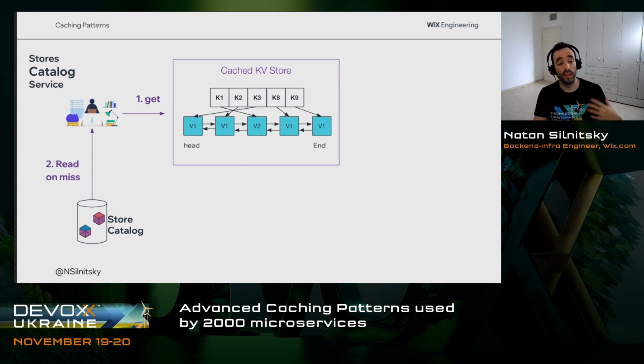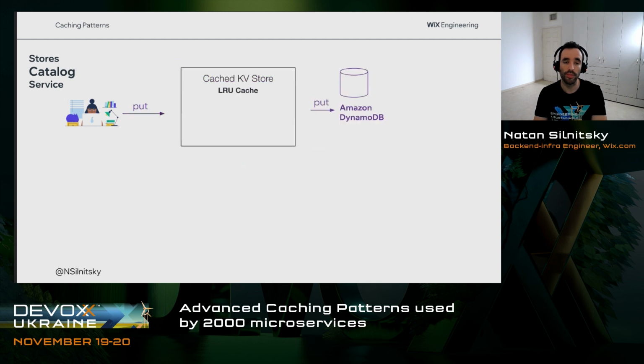Now, whenever it needs to fetch something from the database, instead it will fetch it from the cache. And only if the cache doesn't have this information, it will then go and read it from the relational database.